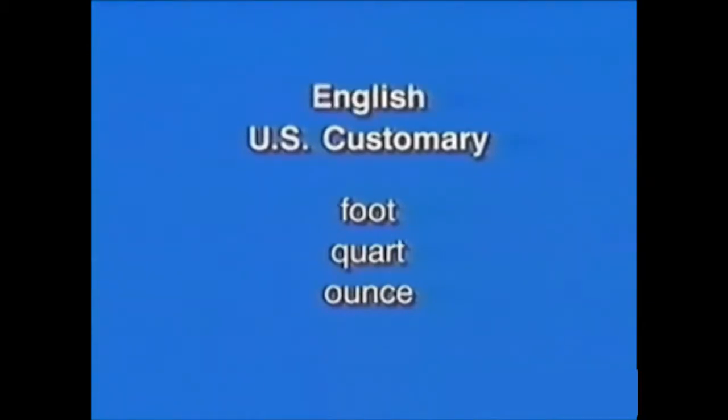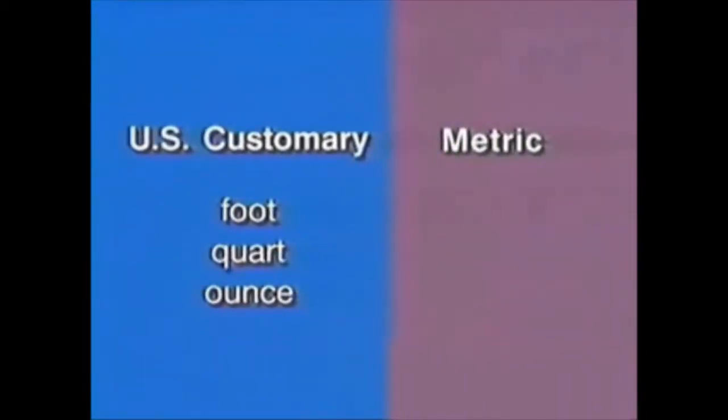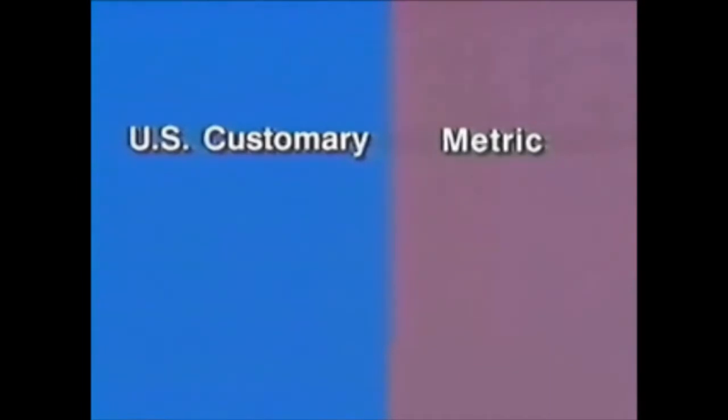Alright, the U.S. customary system of measurement we're all accustomed to, hence the word customary, uses the foot, the quart, and the ounce. This is also known as the English system because the English invented it hundreds of years ago, but they don't even use it today. We do, and that's why it gets confused, because everyone else in the world uses the metric system, and scientists use the metric system also. So here's how they compare.